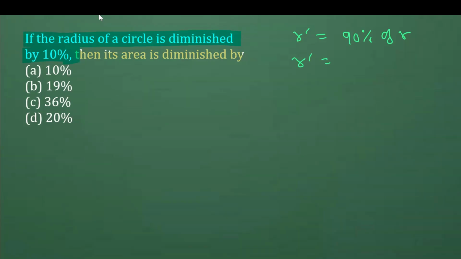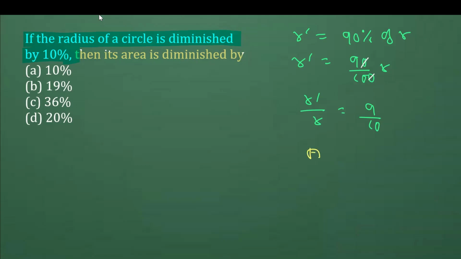So what I can do, 90% is what? 90 over 100 times R. So I can cut these zeros. That way I can get the ratio. I suggest, whether it's a ratio or percentage, obtain the ratio. That way it is easier. Now, once we have got the radius, now we have to find what? The ratio of their area.